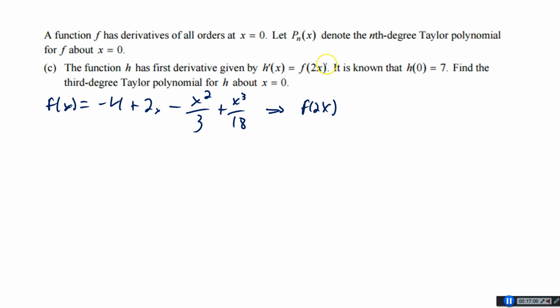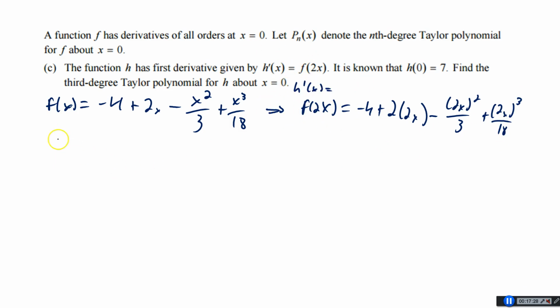So that means that f of 2x, right? We're just plugging it in. This is kind of like a building block thing. So if f of x is negative 4 plus 2x minus x squared over 3 plus x cubed over 18, I'm going to replace all the x's with 2x. So that's going to be negative 4 plus 2 times 2x minus the quantity 2x squared over 3, and then plus the quantity 2x cubed over 18. Let's clean that up a little bit. So this is equal to h prime, right? Because they tell us h prime is f of 2x. So I'm going to write h prime of x is equal to, let's clean this up.